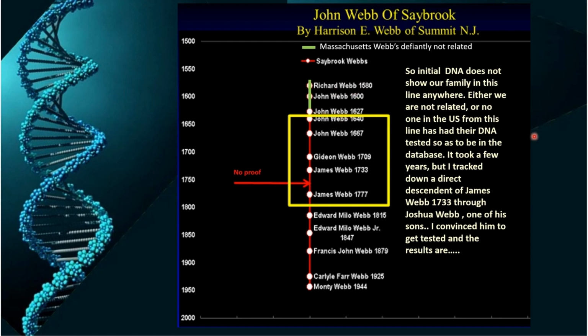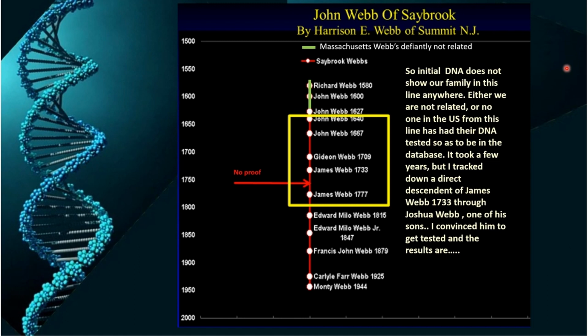The problem is, this wasn't the line that our DNA showed we were in at all. I mean, down here in the Saybrook area. Initial DNA does not show our family in this line anywhere. Either we're not related to this line, or no one in the U.S. from this line has had their DNA tested. So it's not in the database. That's a problem. If people don't get tested and join the Webb Surname Organization, it won't be in the database that searches and makes these connections.